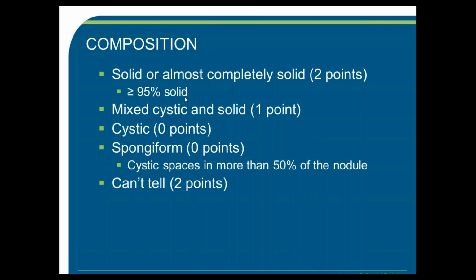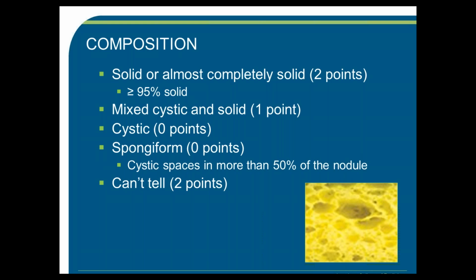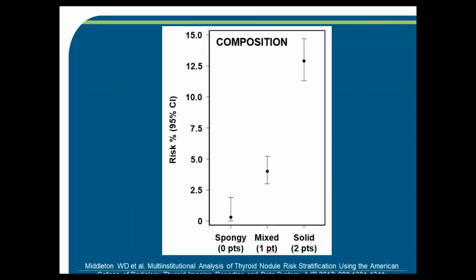Anything other than that is considered a mixed cystic and solid nodule, cystic or spongiform. So mixed cystic and solid gets 1 point. Purely cystic nodules get 0 points, and spongiform nodules also get 0 points. Spongiform nodules are nodules that have an appearance similar to the cut surface of a sponge, as you see in the lower right-hand corner. They consist of cystic spaces of variable sizes that occupy at least 50% of the volume of the nodule. And then in each category, there's a can't tell feature. And this occurs when you just can't figure out what the composition of the nodule is. Usually that's because there's so much shadowing from calcification.